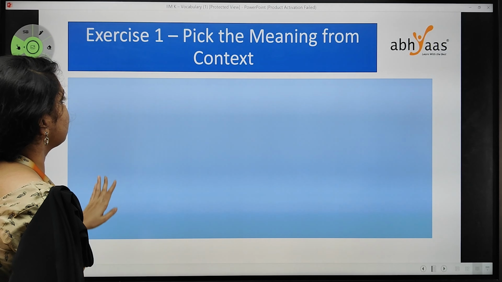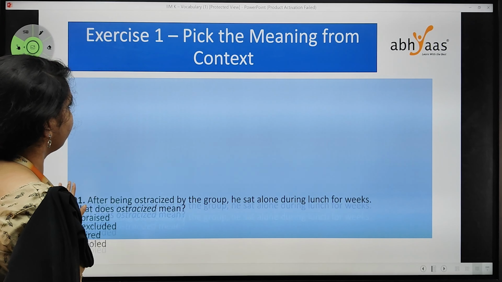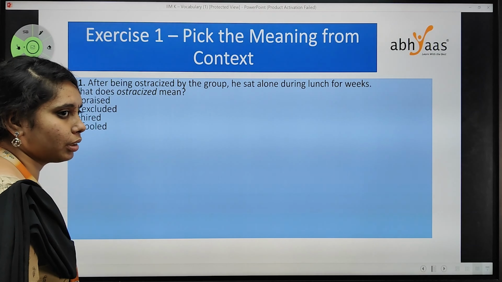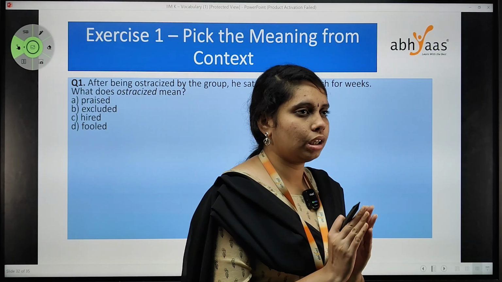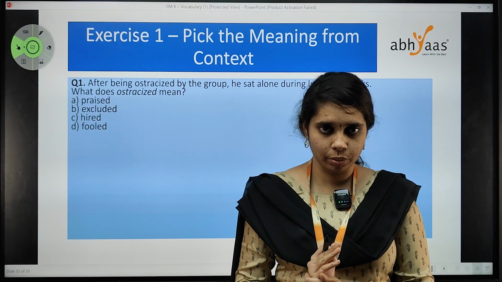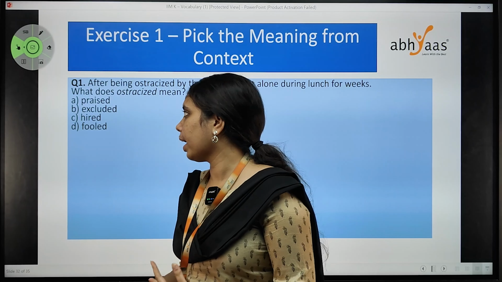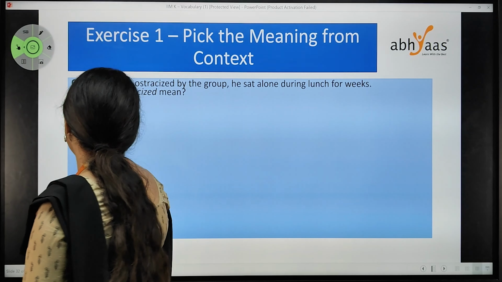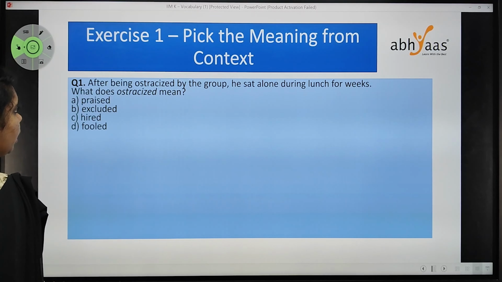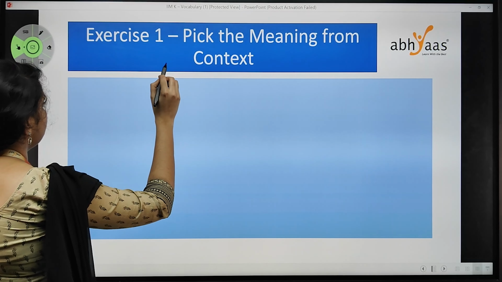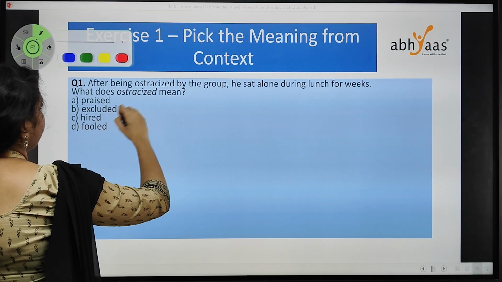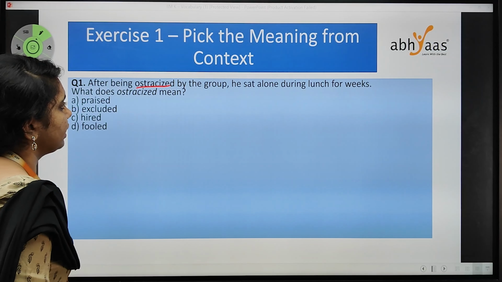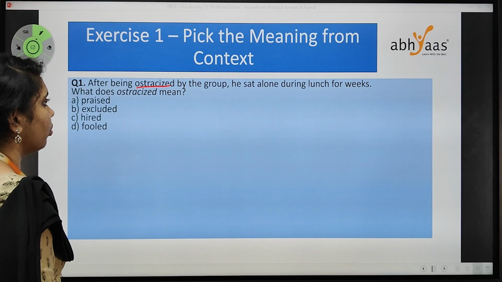Okay, let's practice some here. See, it might not be possible to practice to a very large extent, but the main aim is you have to revise all the model questions and you have to try to learn as many words as possible. Okay, let's look at this. After being ostracized by the group, he sat alone during lunch for weeks.